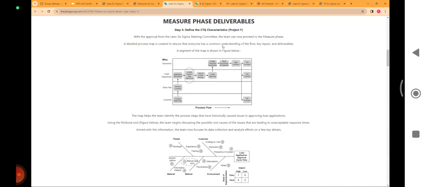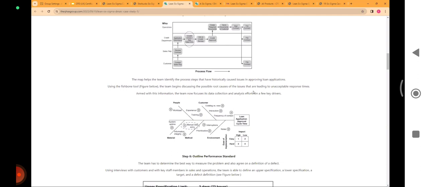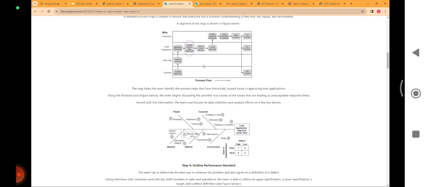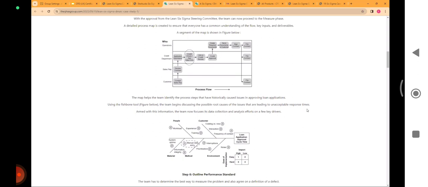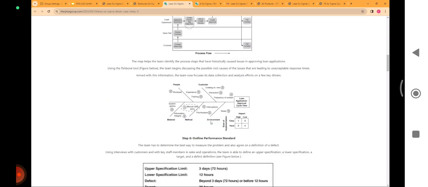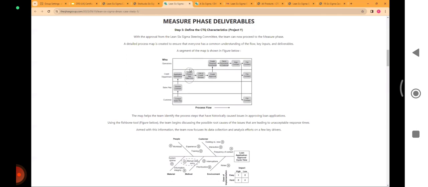Once you have these tools, they are going to help you achieve this deliverable the same way it happened here. To define these critical characteristics, the team used the fishbone diagram to discuss the possible root causes that are causing issues and leading to unacceptable response time. Which step here is really affecting this process? They use the fishbone diagram with the process, the intended outcome, which is approving credit card and loans. This process can be affected by customer, people, material, method, and the environment. Manual data entry came out of a brainstorming session: they said this is the step that is affecting this process.